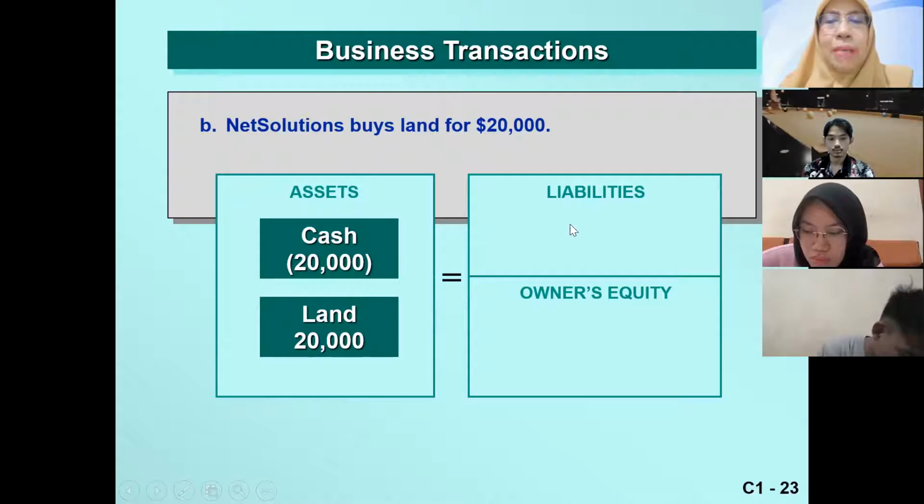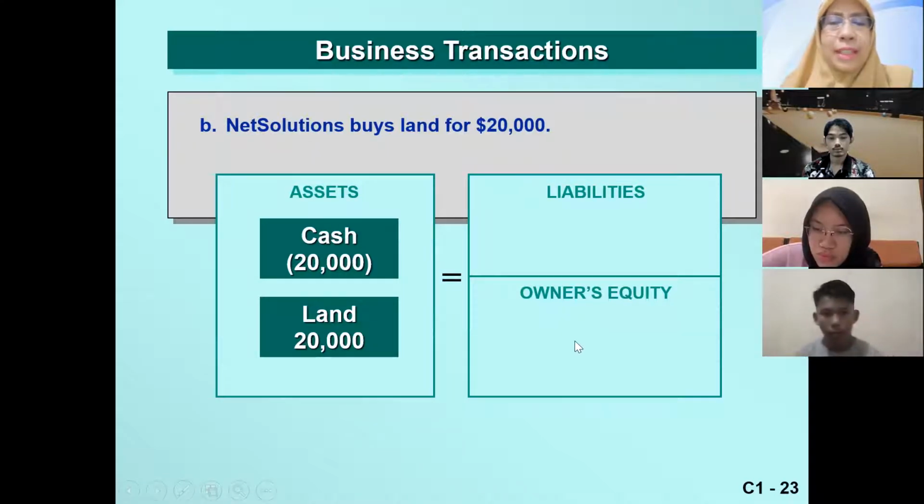Since no liabilities or owner's equity are involved in this transaction, we are not going to record it on the liability side or owner's equity side. Okay, so we deduct our cash 20,000 and add land as an asset in here, 20,000.